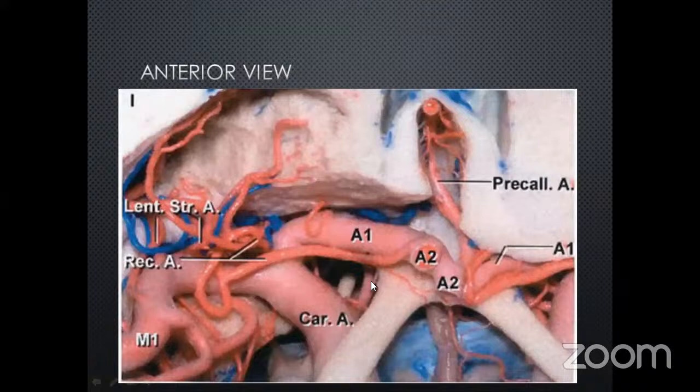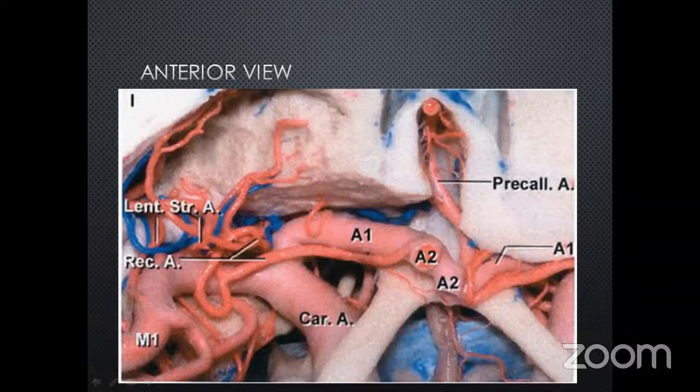Here I showed that this is the optic chiasm, this is the ICA, and here we have the origin of the MCA, which arises lateral to the optic chiasm and medial to the sylvian fissure. And here this is the M1 segment, and here it takes the turn, which is called the genu, and it becomes the M2 segment and goes towards the sylvian.